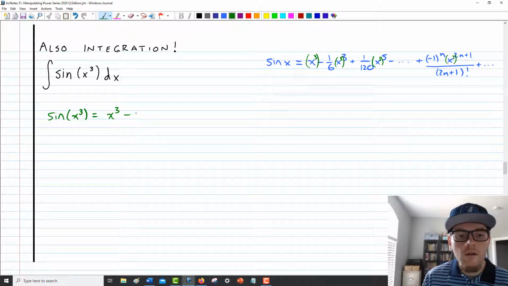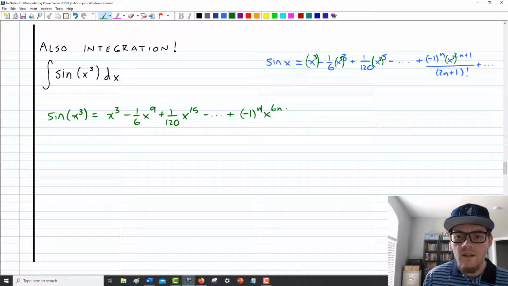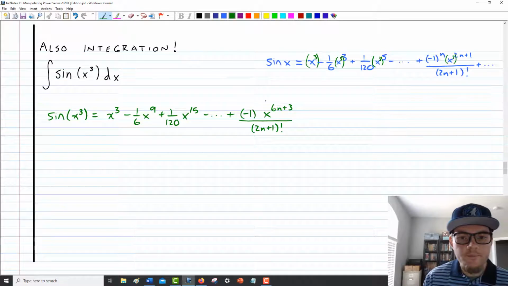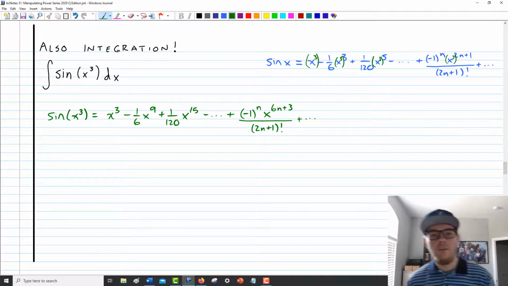This will be x to the 3rd minus 1/6 x to the 9th plus, it looks like 1/120th of x to the 15th minus some other terms, and then eventually we get to our general term, negative 1 to the n, x to the, I think it'll be 6n plus 3 if we use the exponent properties, over 2n plus 1 factorial. So there it is. So that is sine of x cubed.